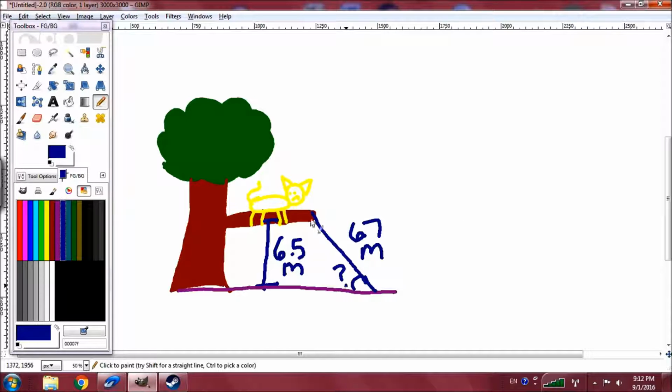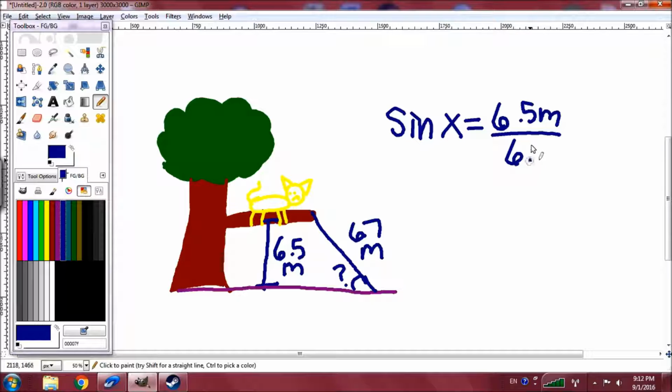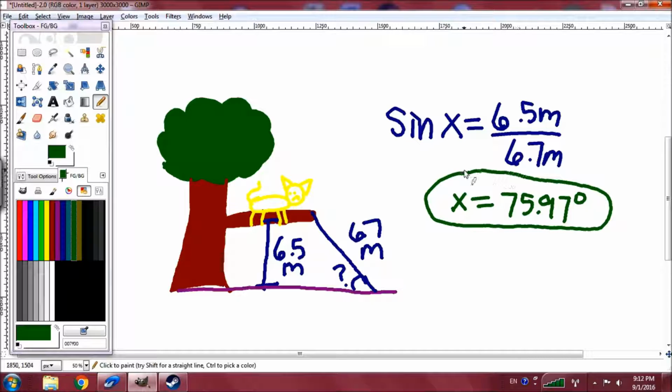So to solve this, you know the hypotenuse of this triangle, I guess, and the opposite side of the angle. So you could use the sine function. You get sine of x equals the opposite, which is 6.5 meters, over the hypotenuse, which is 6.7 meters. You plug that into your calculator, and you would get x equals 75.97 degrees. And that is the angle the ladder has to make with the ground to be able to rescue your poor cat.